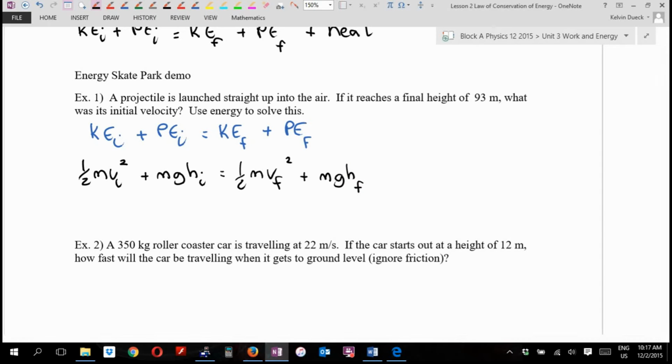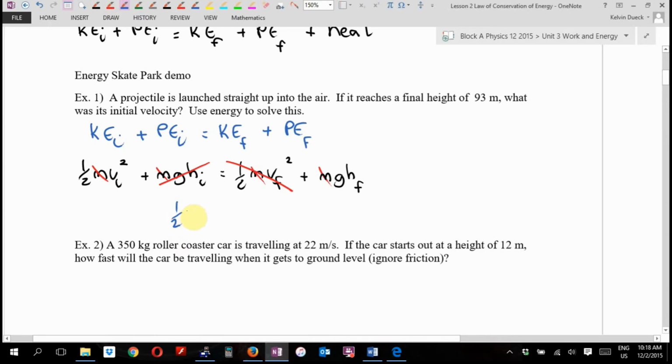Are any of these 0? Oh, well, first of all, is there an M in everything? Yay. Is my initial speed 0? No, because that's what they want me to find. Is my initial height 0? Are we starting on the ground? That whole term goes. What about at the top? How fast am I traveling at the top? That whole term goes. What about at the top? Is my height 0? No. So now I get this.